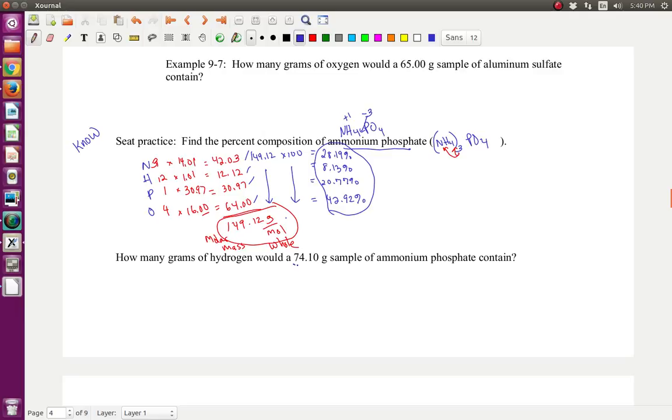Now, using that information, if I had 74.1 grams of this stuff, how many of the grams would come from the hydrogen atoms? Well, I take 74.10 grams of ammonium phosphate and I multiply it by the percentage that is hydrogen. Hydrogen is 8.13%. We turn the percent into a decimal by moving the decimal place 2 places to the left. So we get 0.0813. And that answer is 6.02, because 3 sig figs, grams of hydrogen. So what does that mean? If I have 74 grams of ammonium phosphate, 6 of those grams comes from the hydrogen atoms inside that molecule.